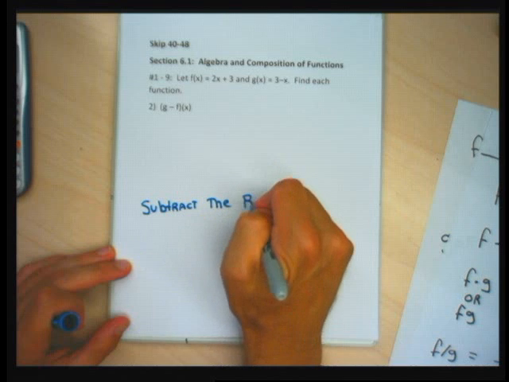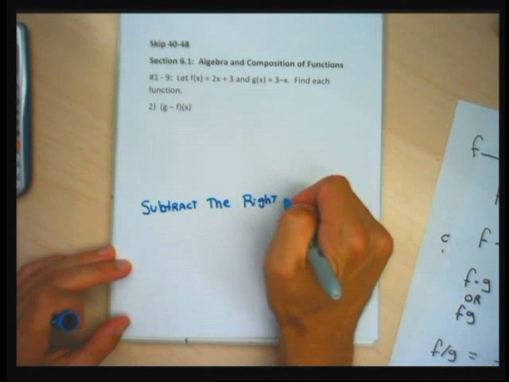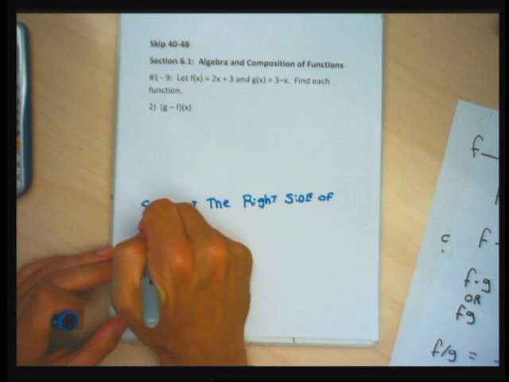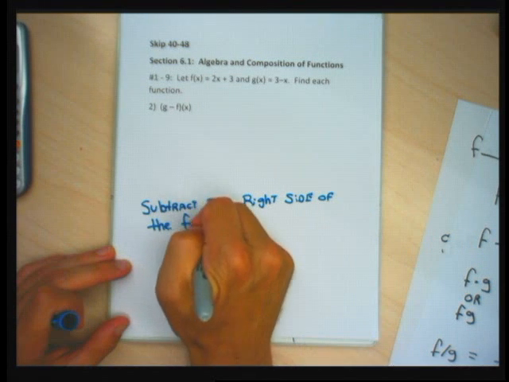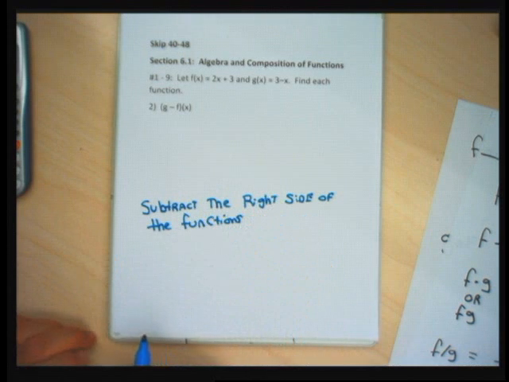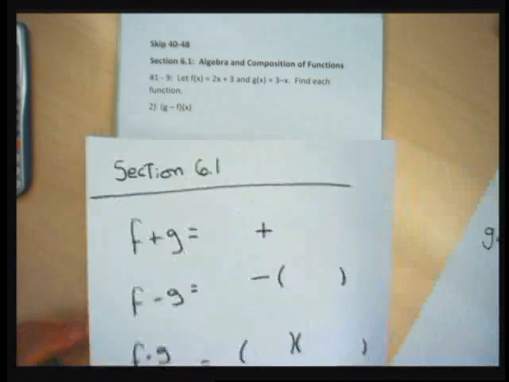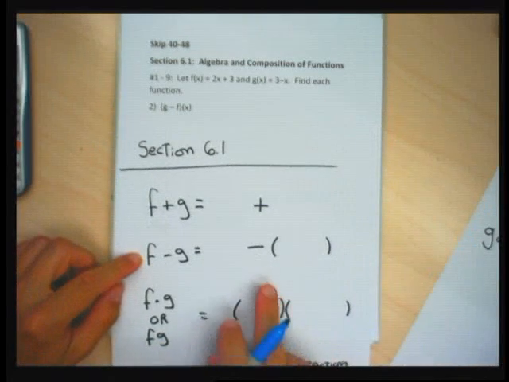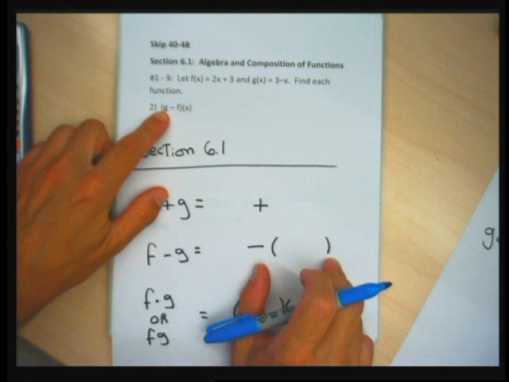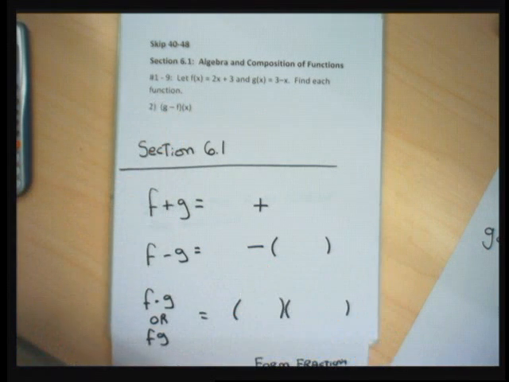the right side of the functions. So I'm going to do exactly what it tells me to do. You'll notice that in my little handout, I wrote f minus g and I put a minus sign followed by a parentheses. Well, this is g minus f. The notation's a little more involved.